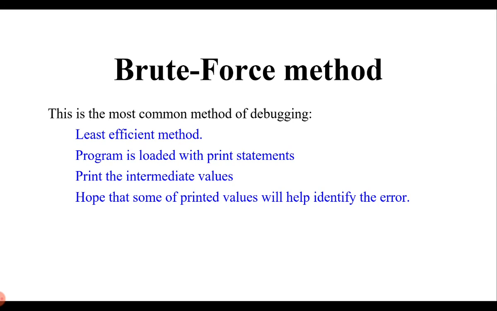Talking about debugging, the brute force method is one of the most common methods for debugging. It is the least efficient method. The program is loaded with various print statements, and they print the intermediate values, and some of the printed values generally help to identify the error. However, this type of methodology is used by very naive users, where generally what we do is print the values to see whether the program control is being transferred effectively or not.